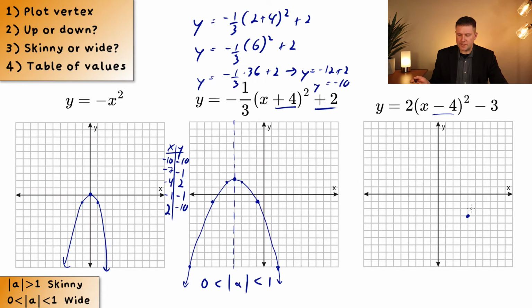Is it right side up or is it upside down? Well, that's positive 2, so it's right side up. And then if we use our A trick for a quick sketch, because you guys know how to do a table of values here, like a worst case scenario like that, so I'm going to skip that.